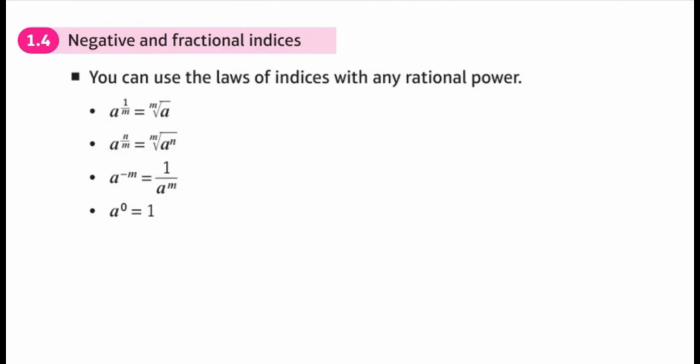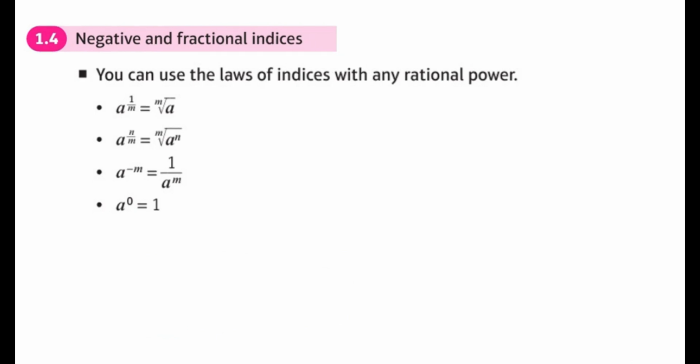Let's now move to the second topic, which is negative and fractional indices. Here also we have to learn some laws that can help us to simplify rational powers. You already know what a rational number is. The number you can write in p over q form, and you can simplify it. That is a rational number.